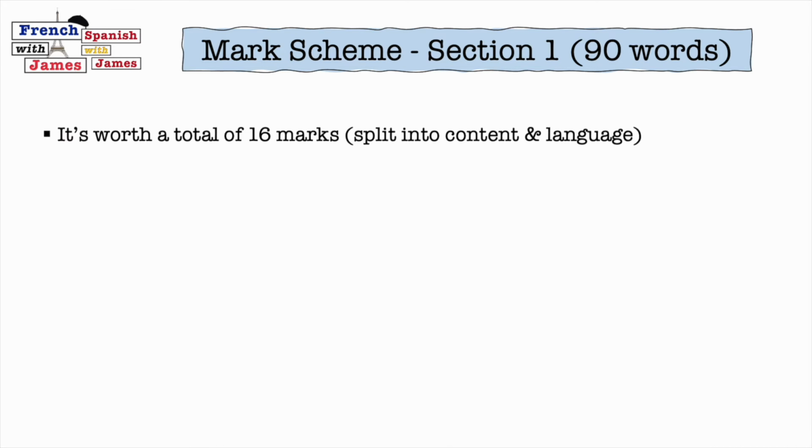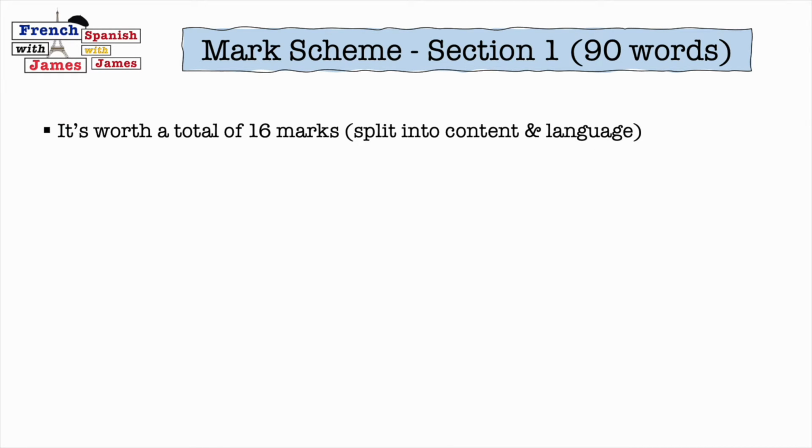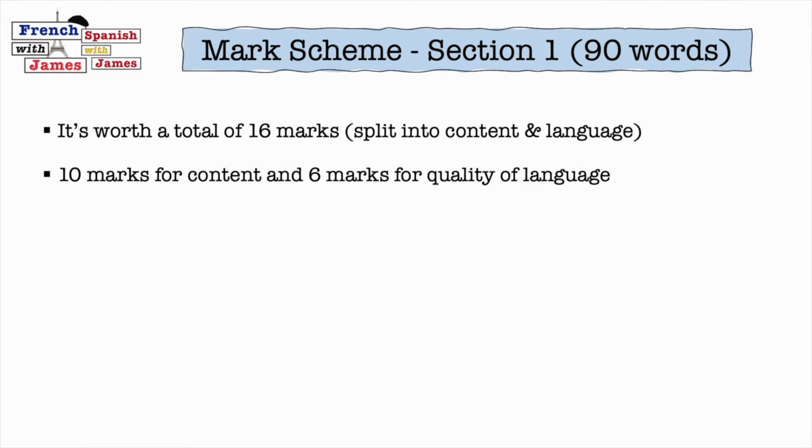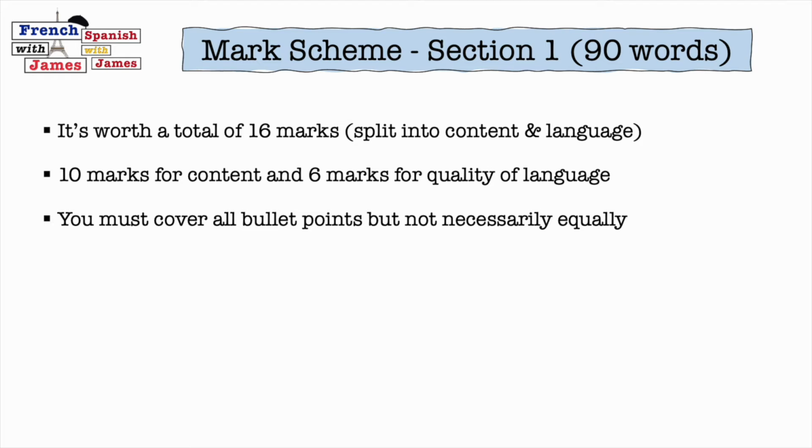Exams are, to an extent, a box-ticking exercise, and it really helps if you know what sorts of boxes you're aiming to tick. So I'm going to talk you through the mark scheme that examiners use for marking this 90-word question. As I mentioned, the question's worth 16 marks in total, and these are split into 2 categories, content and language. Your content marks are a mark out of 10, and the quality of language mark is out of 6. So it's really important that you mention those bullet points because the content mark is the weightier of the 2. All of the bullet points must be covered, but not necessarily equally.